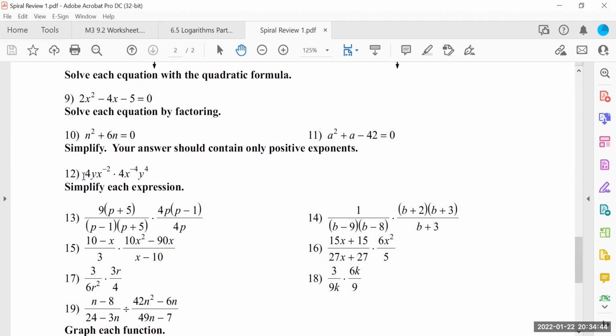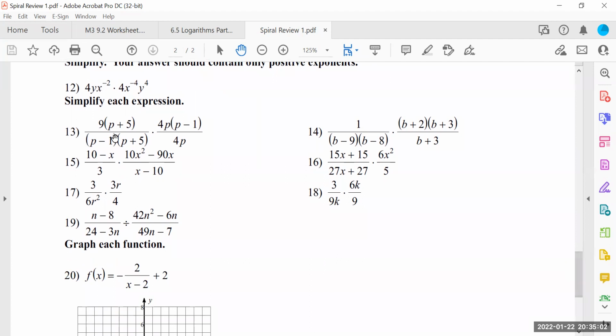12, simplifying, so you're combining 4 times 4. We have a y to the first power, y to the 4th power, x to the -2, x to the -4. Make sure your final answer, any negative exponents get rewritten as numbers down on the bottom in the denominator of the fraction. The simplifying expressions, the first couple are already factored for you. Just look for those that show up on the top and the bottom. Cancel those factors out.